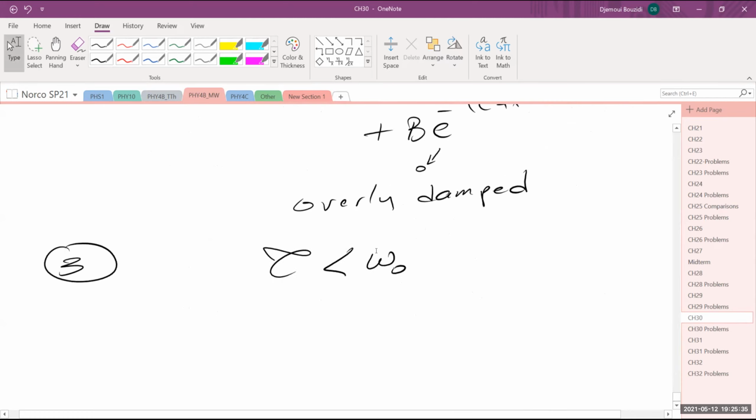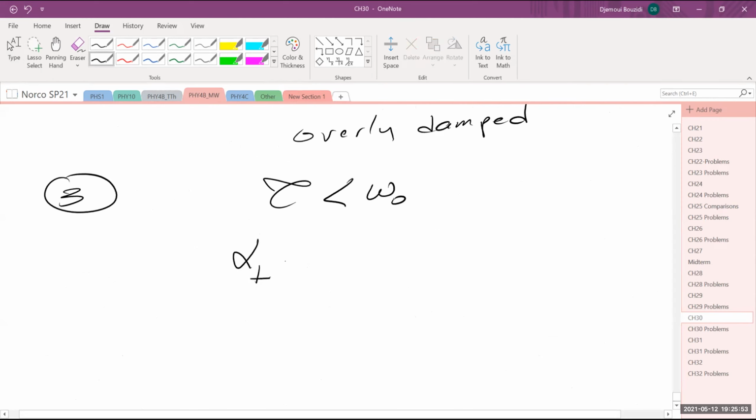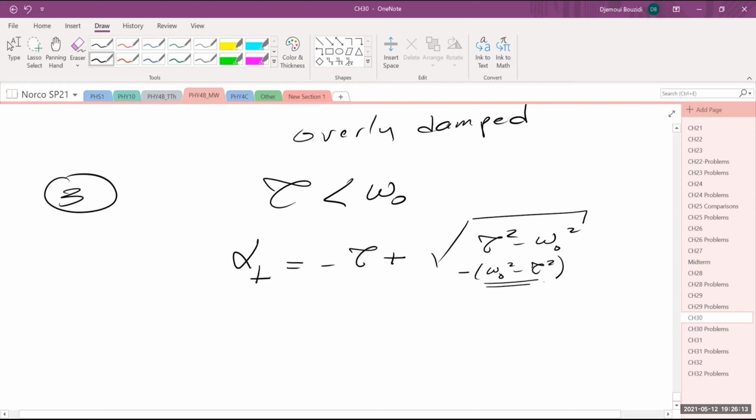So the solutions are a little bit strange in a sense. This is how the solution would look like. There is always an alpha plus, which is minus tau plus. Now I'm going to rearrange the expression here because I know now tau squared is less than omega naught squared. So this is more than that one. So I'm going to rearrange this expression and write it correctly. I'm going to write it minus omega naught squared minus tau squared. Now this is positive now, but the minus, square root of a minus is a complex number. So this is going to be minus tau plus i, the square root of omega naught squared minus tau squared.